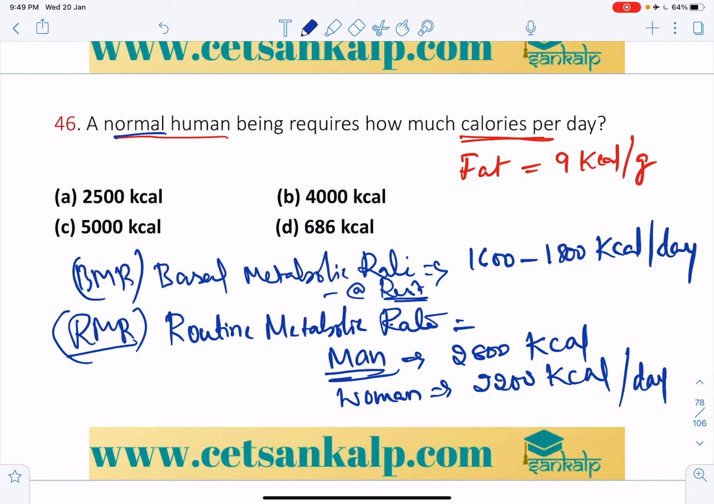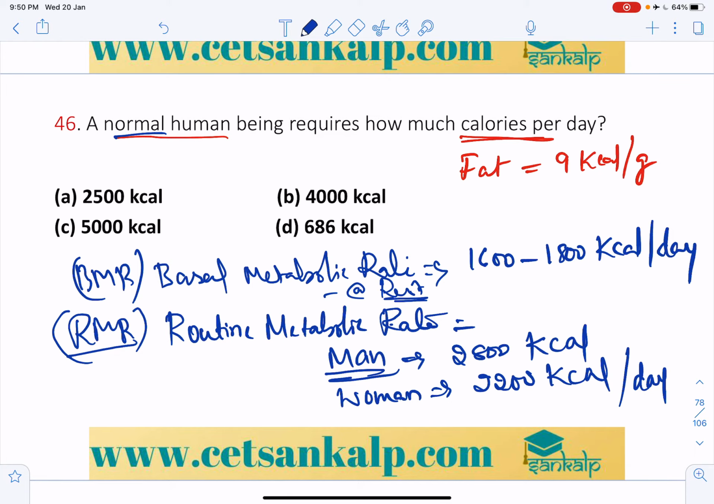So the answer to question 46 is 2500 for a normal man, approximately. The average required is 2500 kilocalories.